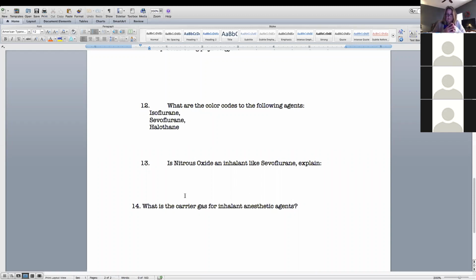Now, the problem is, if I'm giving it with oxygen, I always just have to make sure my oxygen is at a higher percentage or a higher flow than my nitrous, to make sure that it didn't displace the oxygen. But I just want you to know it's primarily nitrous oxide. It's not a general anesthetic, okay? It's used to enhance analgesia. It'll enhance the sedative effects of the agent, but we use it in conjunction with a primary inhalant.